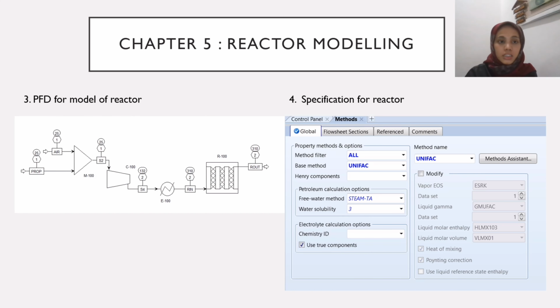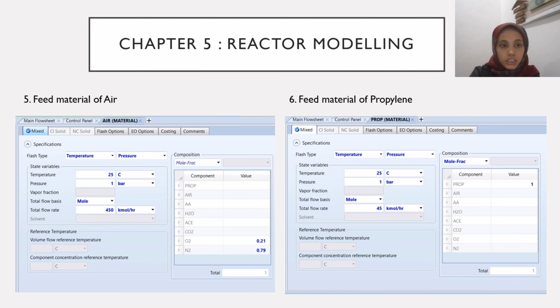Next, we construct the main flowsheet referring to the process flow diagram in Chapter 3. Next is the specification for reactor. The operational year was set at 8,000 hours. Next is the feed material of air. For the feed material of air, the first guess and estimation of the inlet air flow rate is 450 kmol per hour with 0.21 oxygen and 0.79 nitrogen.